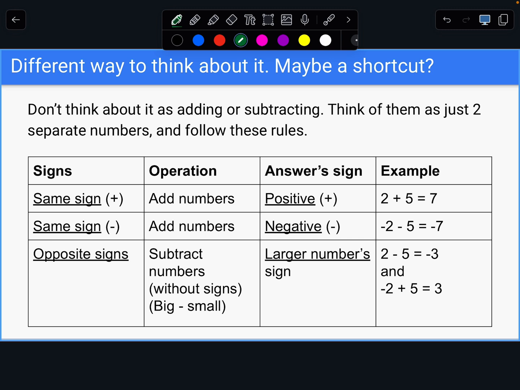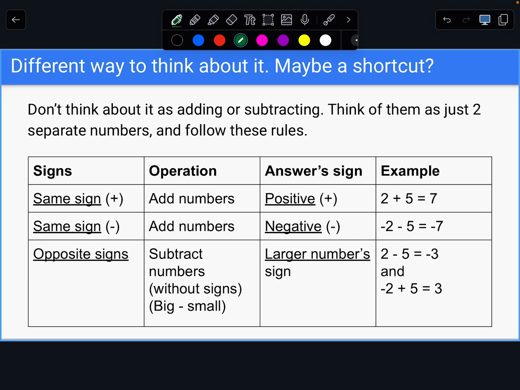So the way that we think about it this way is this: don't think about it as adding or subtracting. Think of them as 2 separate numbers and follow the rules. If your 2 separate numbers have the same sign and they're both positive, we're going to add the numbers. Since our numbers were positive, our answer is going to be positive. So example, 2 and 5, they're the same sign. They're both positive. So we add them. 2 and 5 make 7. Because both the 2 and the 5 were positive, the answer is positive.